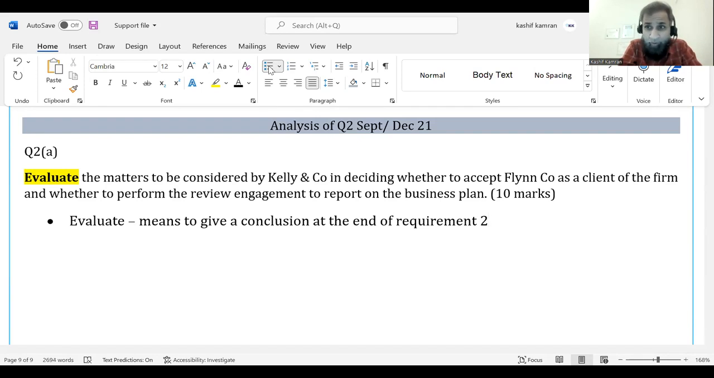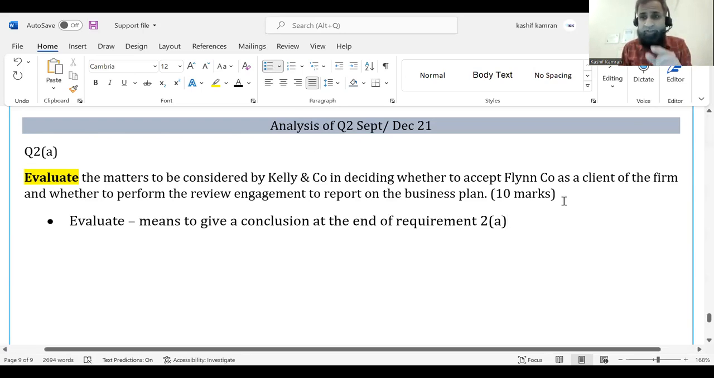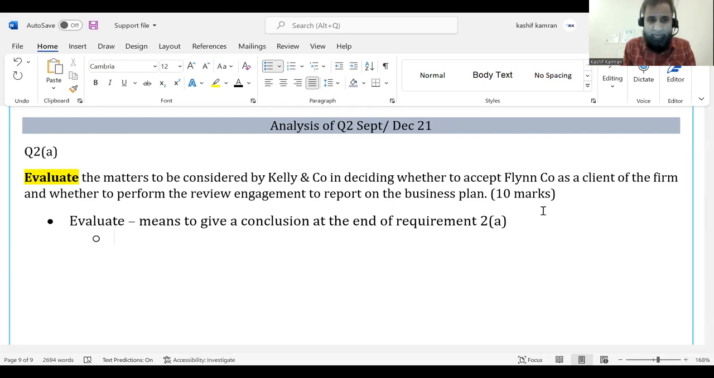If you are writing a briefing note in question number 1, then you have to give a conclusion at the end of the briefing note, right? Please remember that. I was very clear on that yesterday. But if you are writing question 2, question 3, which is without a briefing note, so if the requirement 2A is asking you to evaluate, then you have to give a conclusion at the end of the requirement. Now, what are you evaluating? You are evaluating two things, two aspects.